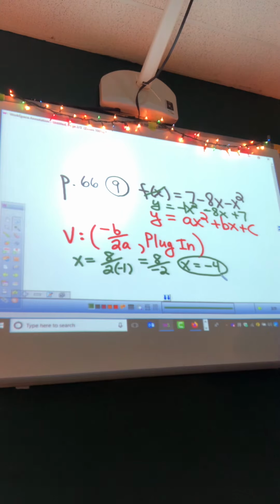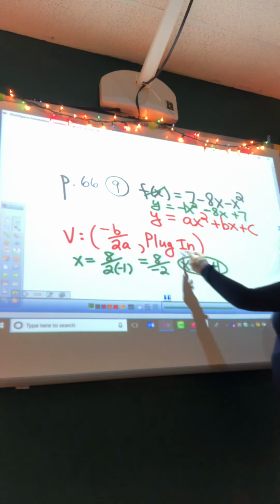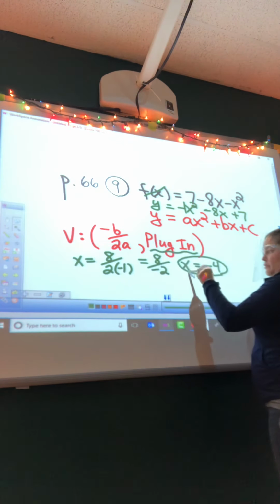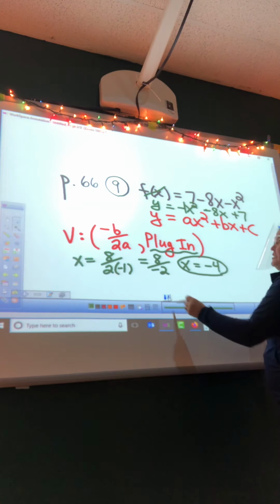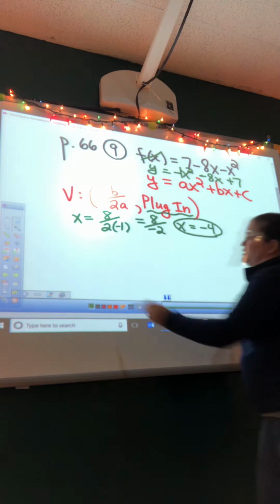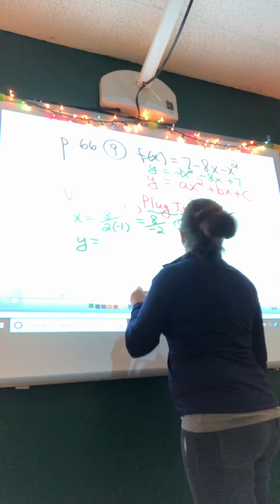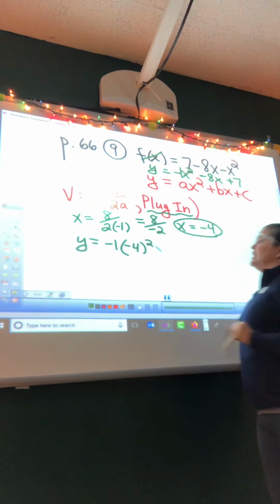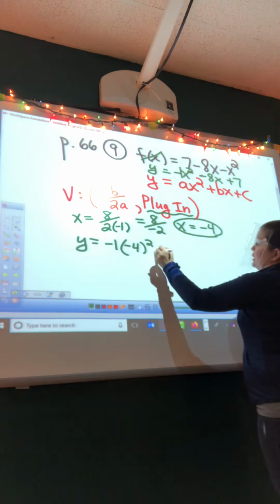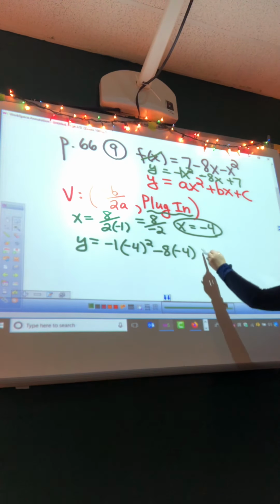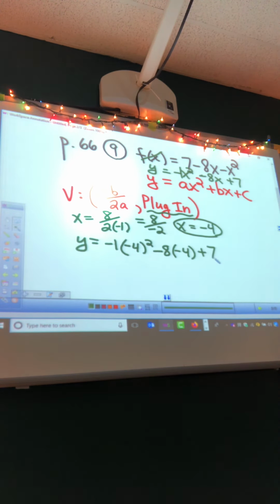And again, we're finding the vertex. So right now we just found the x. What do we do to find the y? Plug it in. What do we plug it in for? X. Very good. So we're taking that green equation and plugging it in. So y equals, we have a negative 1 with our x squared, which is now negative 4, a negative 8 times negative 4 for the x, and plus 7. And then we're going to work it out.